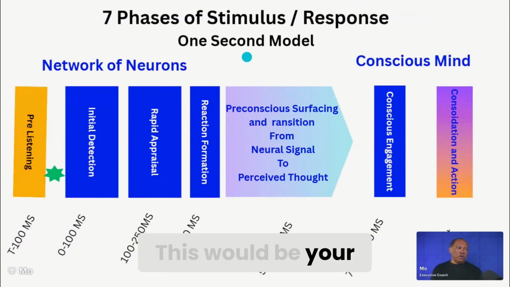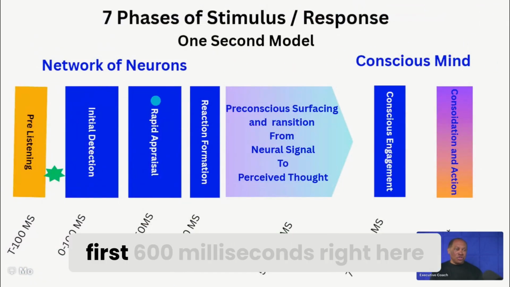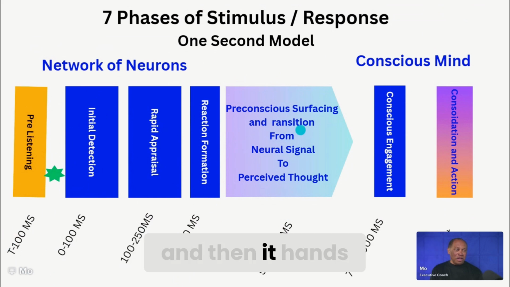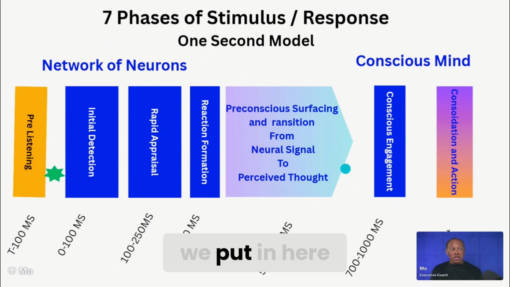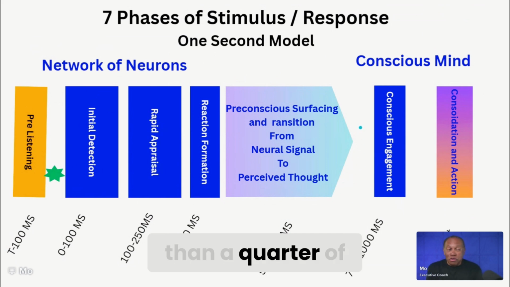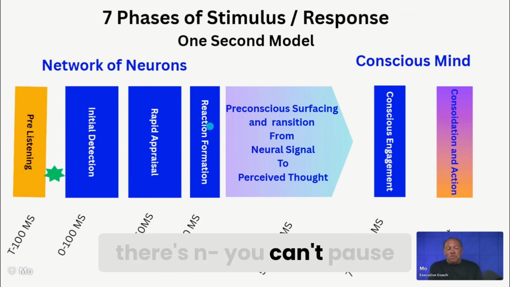This would be your 7 phases of the 1 second. This is what happens in 1 second. This is all that first 600 milliseconds right here. And then it hands off to the conscious mind. You have conscious engagement. And this pause that we put in here, that pause is less than a quarter of a second. But if you get triggered over here and you're reactive, you can't pause.